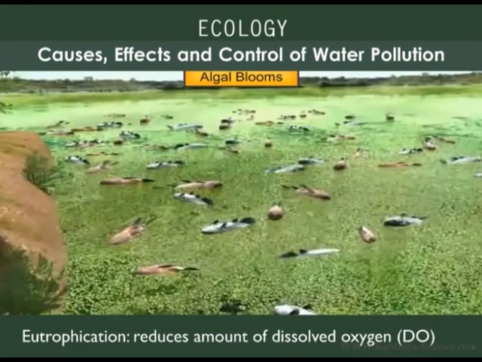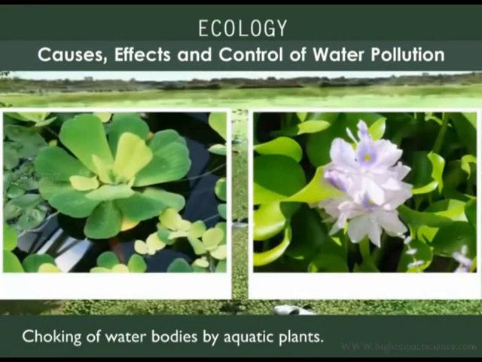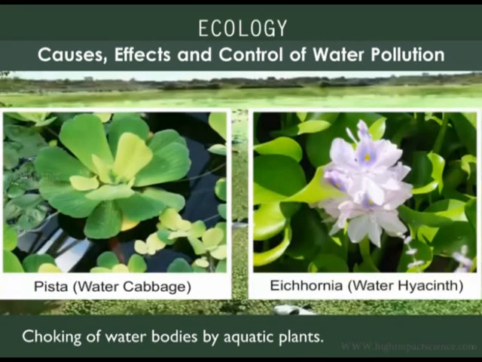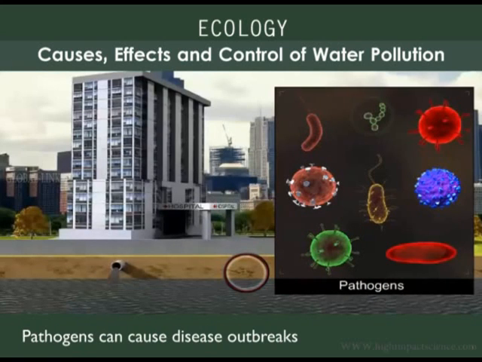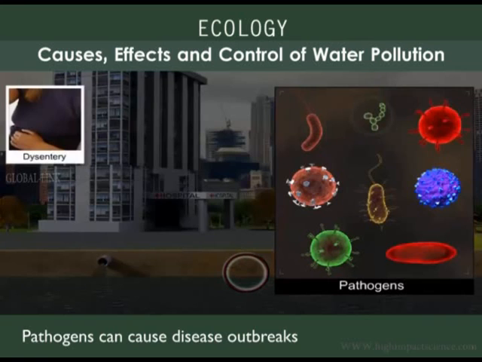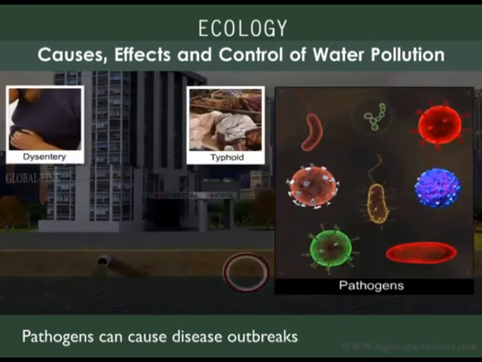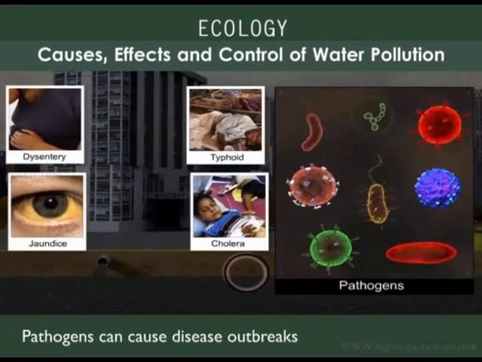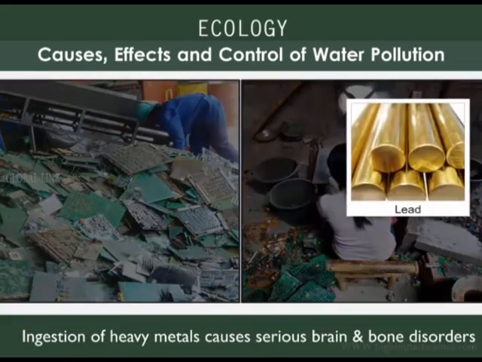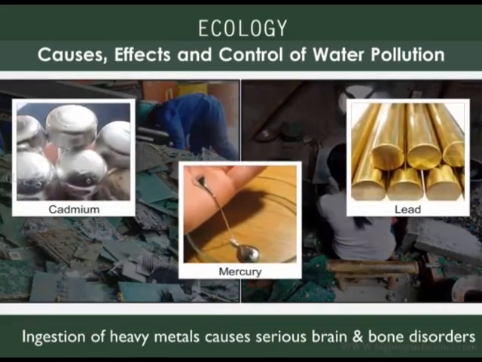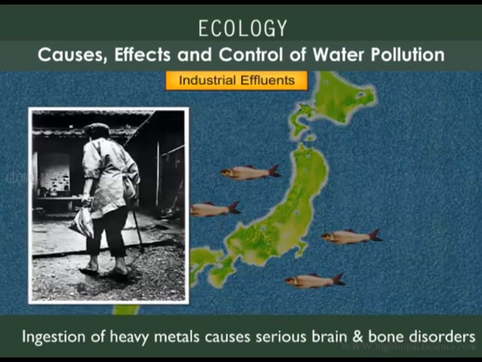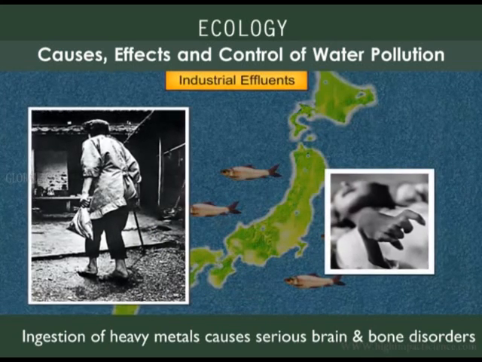Besides these, we also see plants such as water cabbage and water hyacinth growing in water bodies and choking the marine life. Pathogenic microorganisms also cause outbreaks of human diseases such as cholera and typhoid fever. Heavy metals, when ingested, also cause serious health concerns to humans and animals.